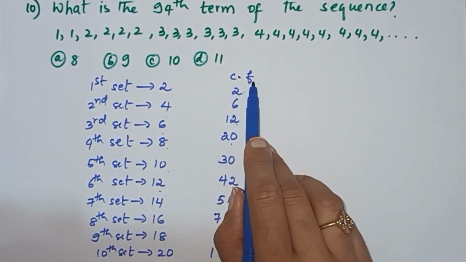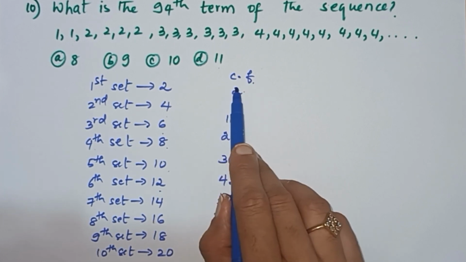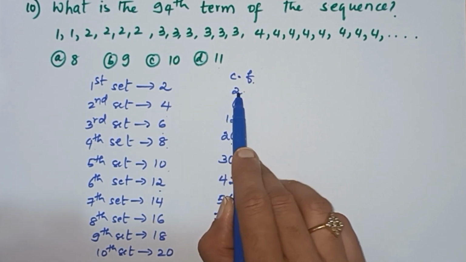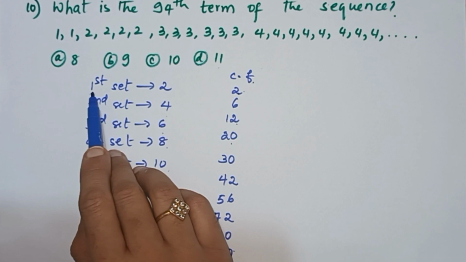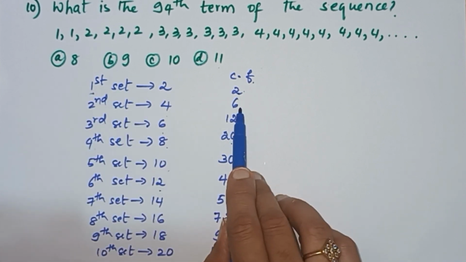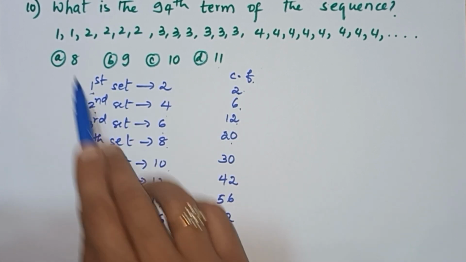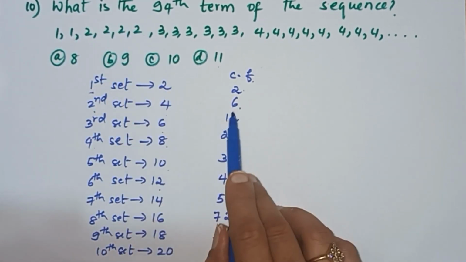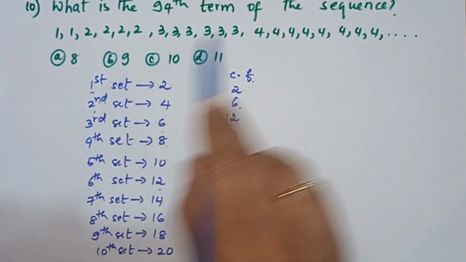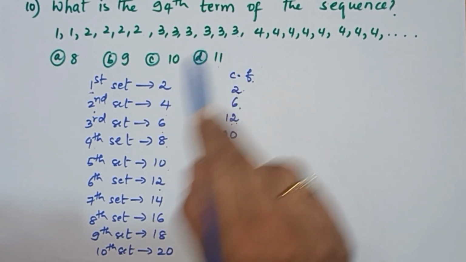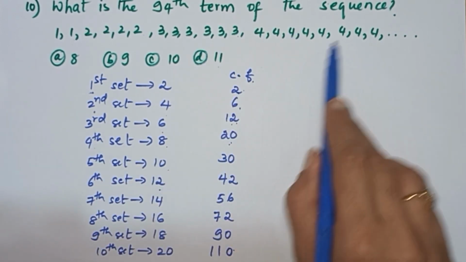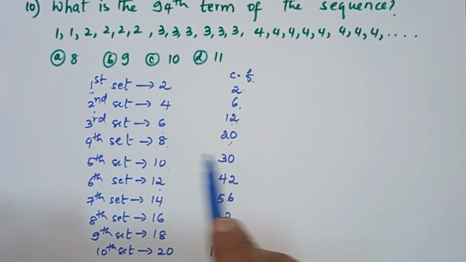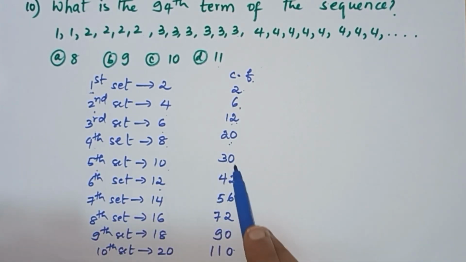Now this cumulative frequency says that till second term of the sequence you will have the value 1. Till sixth term of the sequence you will have the value 2. You can check here, 1, 2, 3, 4, 5, 6. Last sixth term ends with the value 2. Therefore 12th term ends with the value 3. Then 20th term ends with the value 4. 30th term ends with the value 5, and so on.